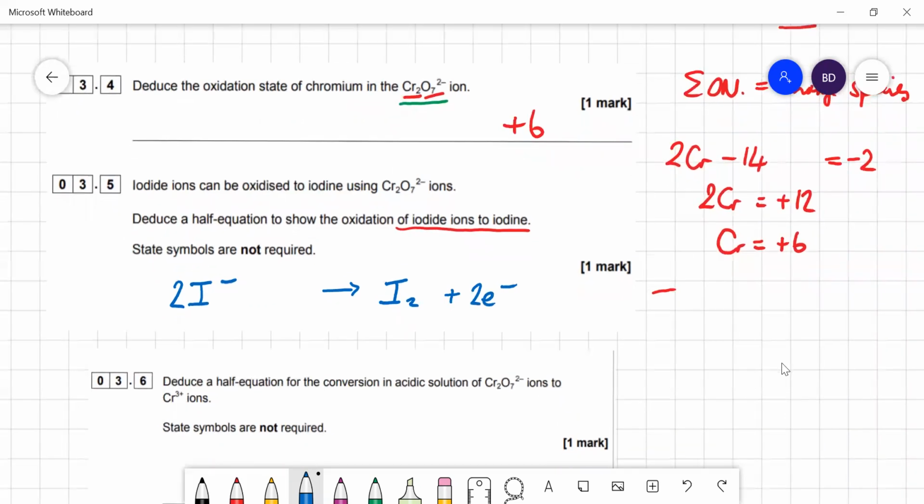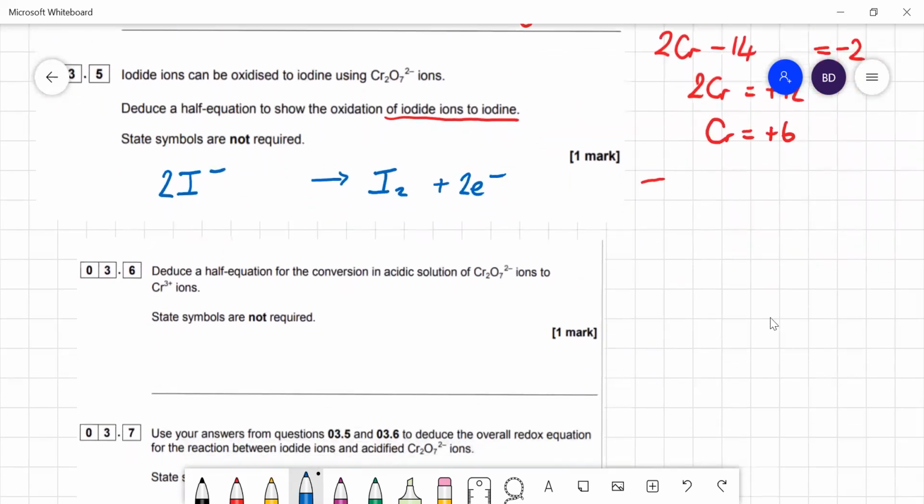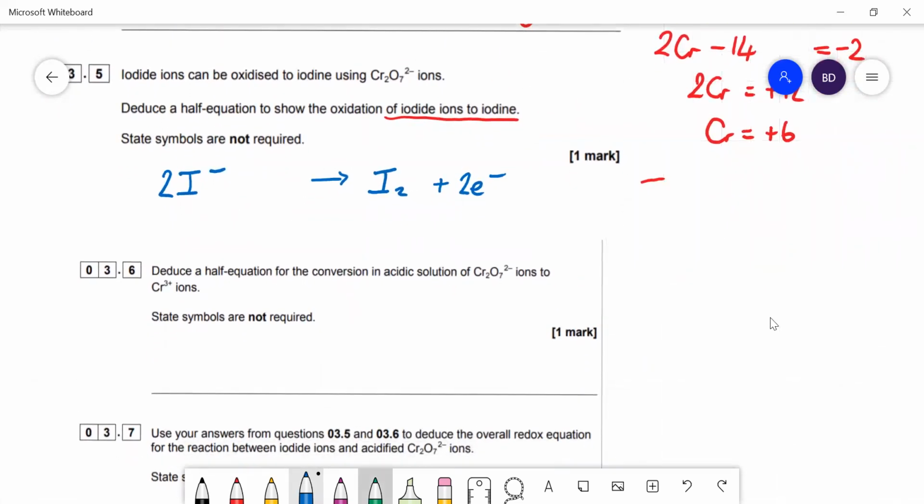The next thing they're going to ask us is a half equation for the conversion in acidic solution of dichromate to chromium 3+. Let's do that. So we've got dichromate, Cr2O7 2-, and that's going to go to chromium 3+. The first thing we need to do is balance for the number of chromium atoms, so we need to put a 2 there. Next we balance for the oxygens with water molecules. We've got 7 on the left and none on the right, so I need to put 7H2O on that side. The next thing we do is balance for hydrogens. I've got 14 hydrogens on the right and none on the left, so that means I need 14H+.